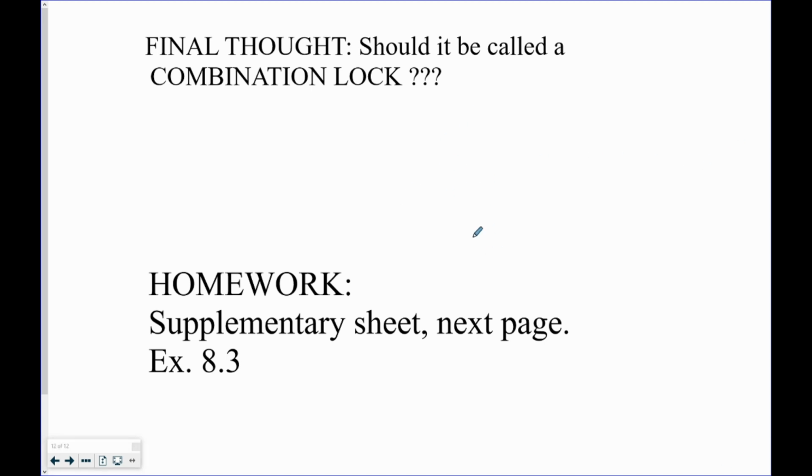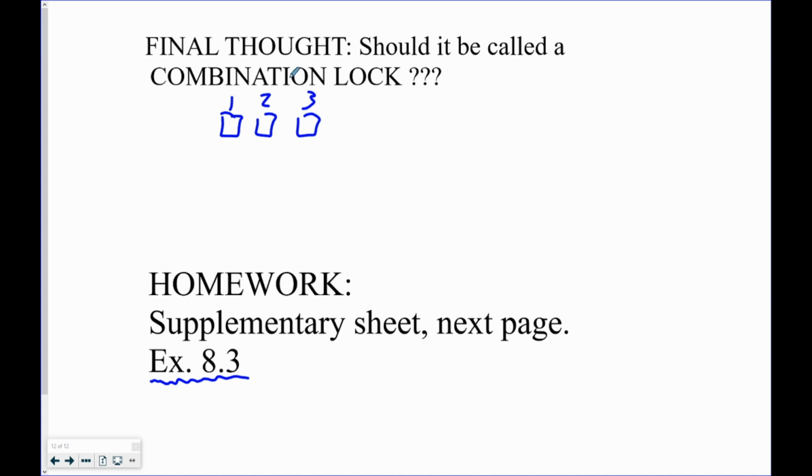I do have a final thought today before you go and try exercise 8.3. And I posted on Teams the supplementary sheets, and they're also in the descriptions of the videos. Final thought, and this is actually a question that was on an exam somewhat recently. It was a theory question, and it was basically, why should it not be called a combination lock? If you got one of those locks that takes 3 numbers and the code is 1, 2, 3, should it be called a combination lock?